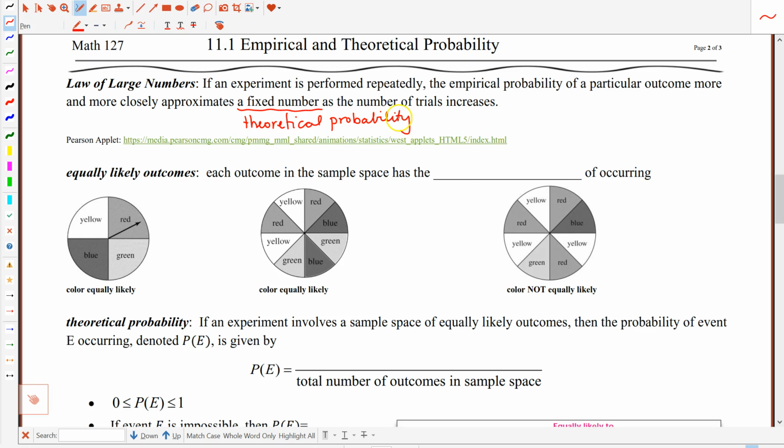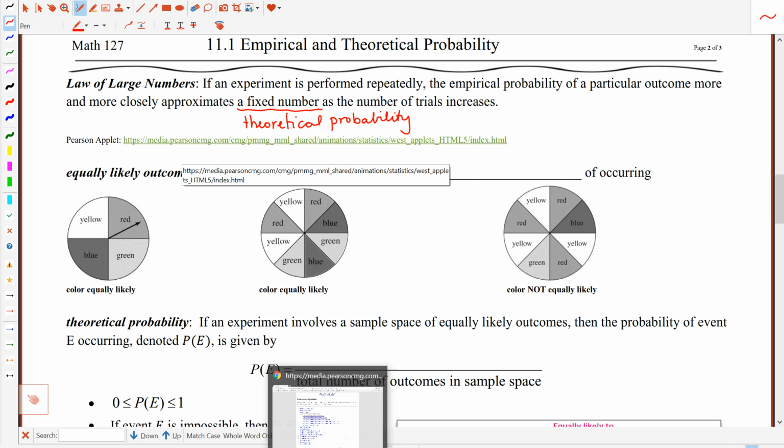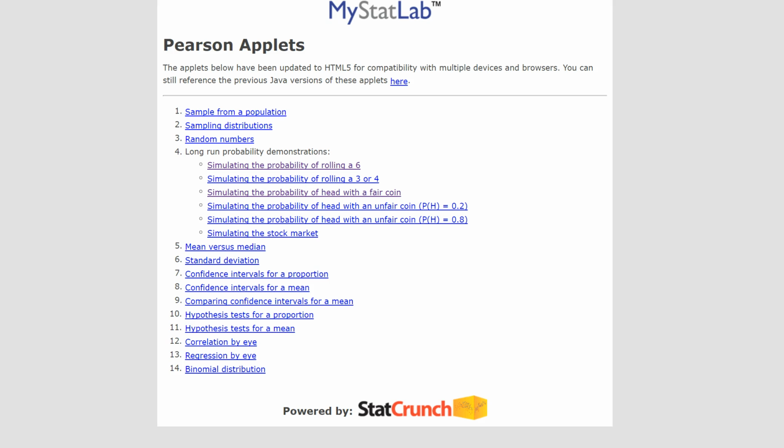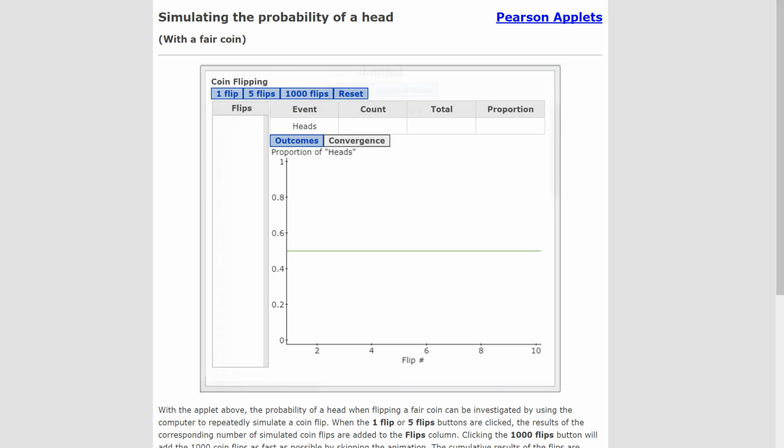Okay, so I have linked right here an applet, so maybe we can see what's going on. So I'll bring that up. And out of the applets, let's go to simulating the probability of a head with a fair coin. Okay, so when you flip a coin, two outcomes can happen. Either you're going to get a head or you're going to get a tail. So on this one, we're actually going to be able to simulate flipping a coin.